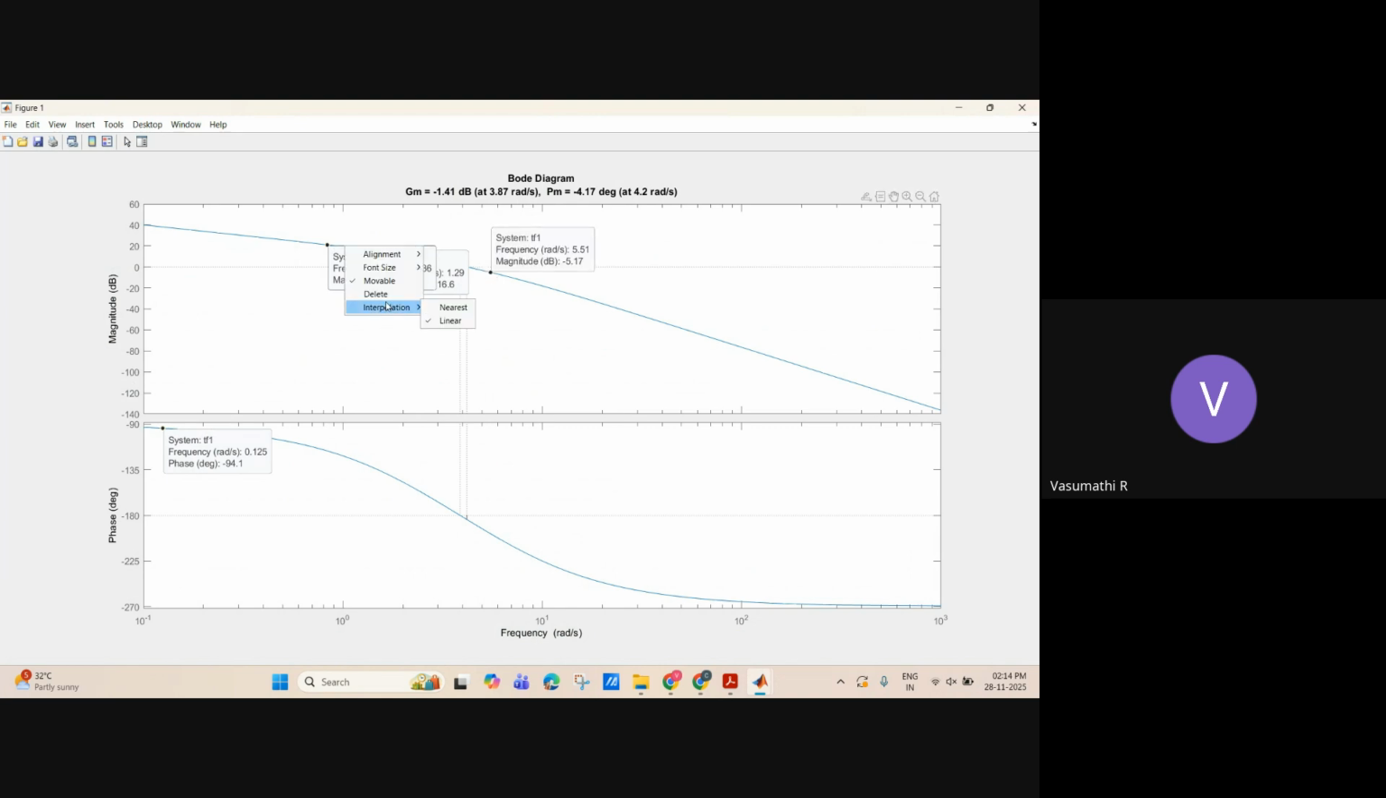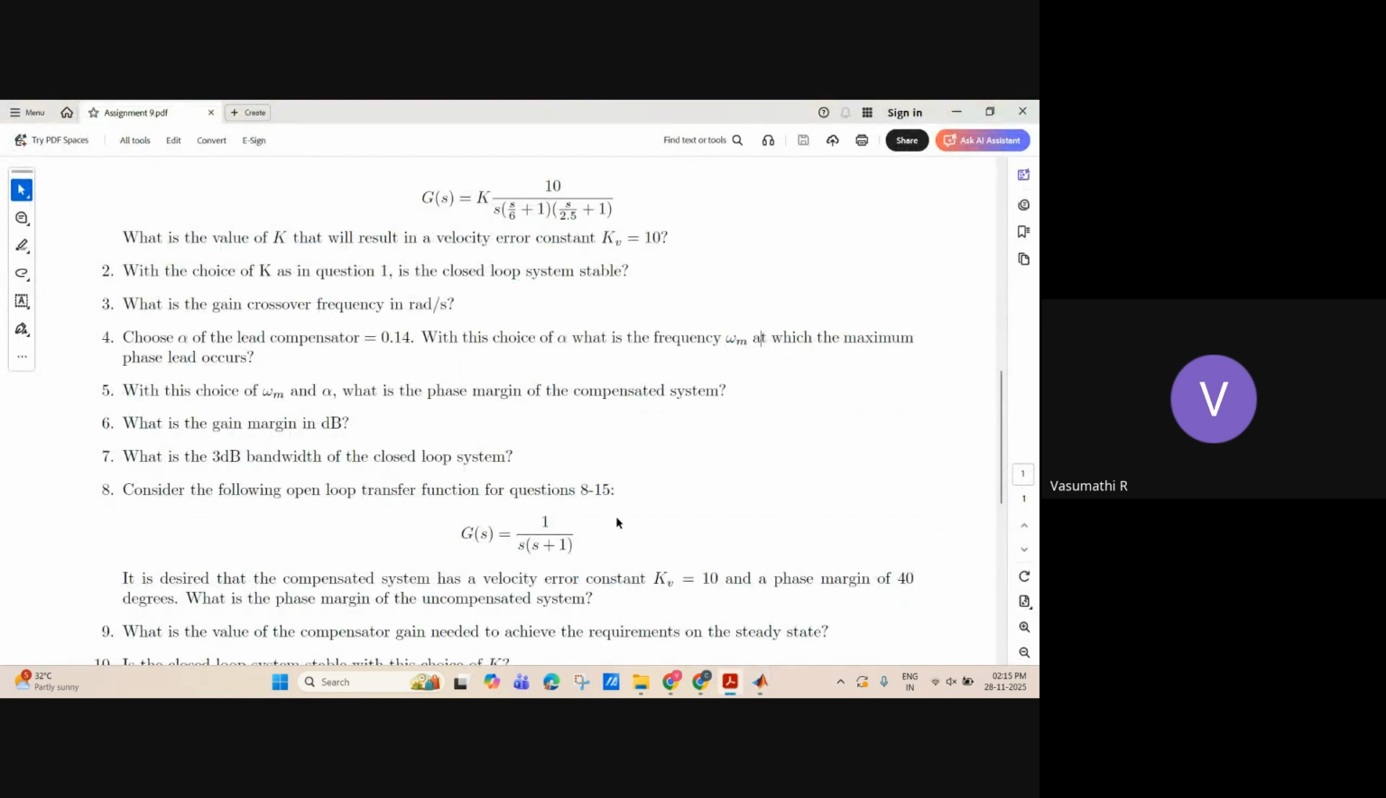Okay, somewhere around here, 8.53, something between this, 2.5 something. So not very accurate, but around 2.5 we will be getting for that. Okay, with this choice of omega and alpha, what is the phase margin of the compensated system?